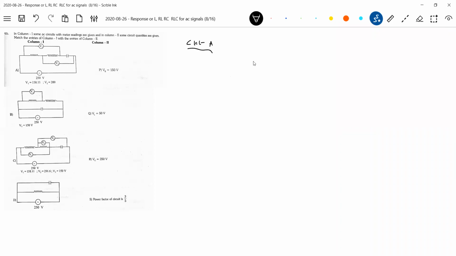Now, what is V1? V1 should be equal to the square root of VR square plus VL square, the vector sum of voltages. Do we know V1 and VRMS also given? What about V2? What shall I write for V2? V2 is just VL minus VC. No, sir, why are you not writing vector? Because our VL and VC will be in opposite directions. The difference of that is V2.